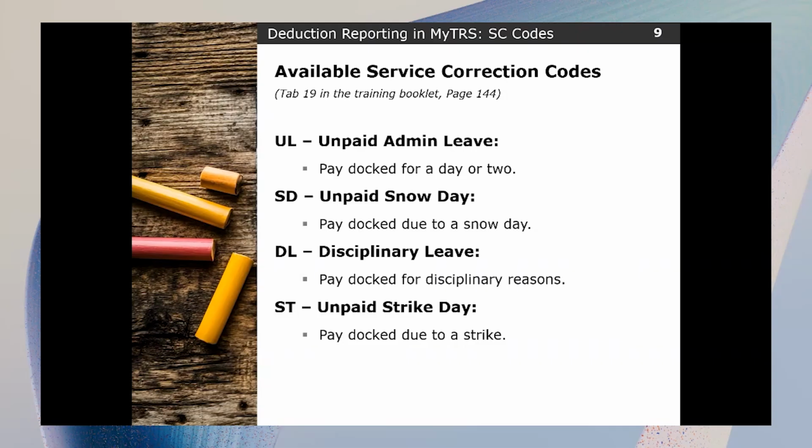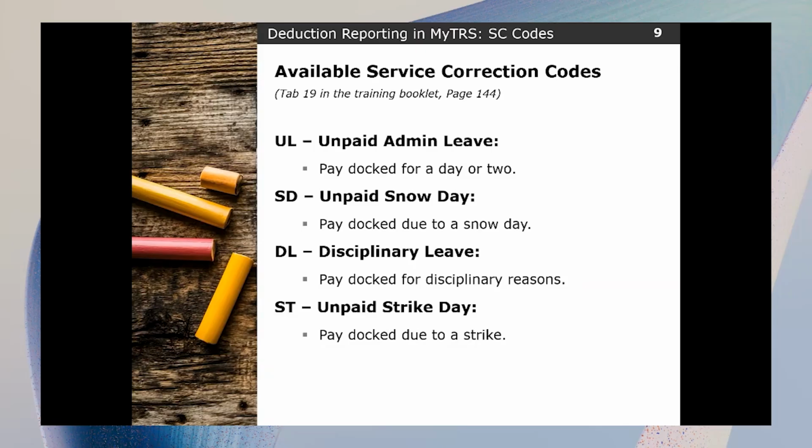They're expected in. They're not on an approved leave. They just didn't show up for work for whatever reason, and they did not have paid time to use. You would use unpaid admin leave in that scenario. You would also then just add a quick note to the report saying, you know, John Smith docked 2 days on June 13th. Snow day: we don't use it very often, but if you do have to dock somebody's pay due to an unpaid snow day, you would use the snow day code.